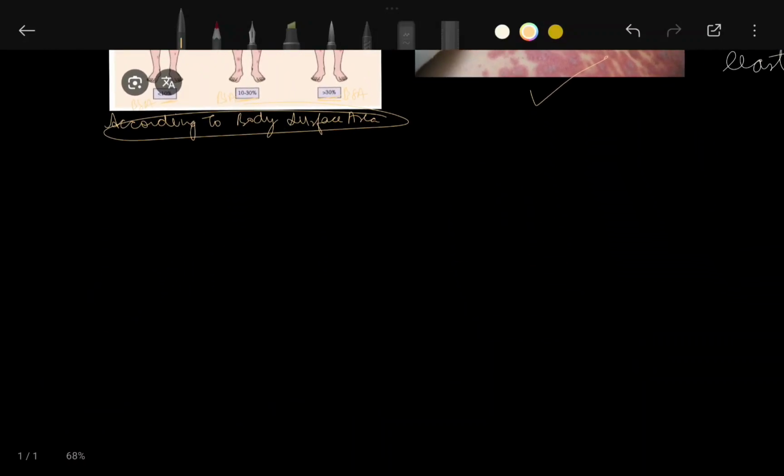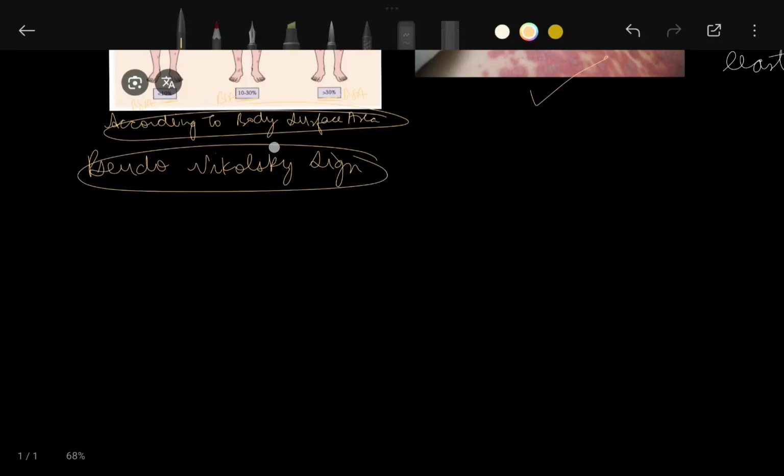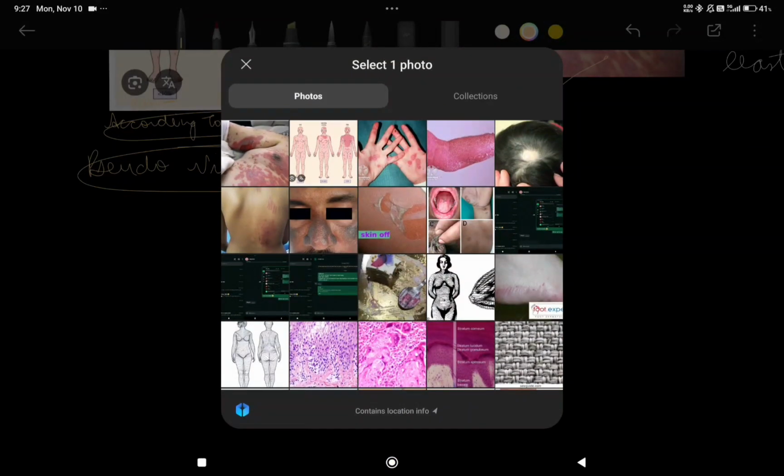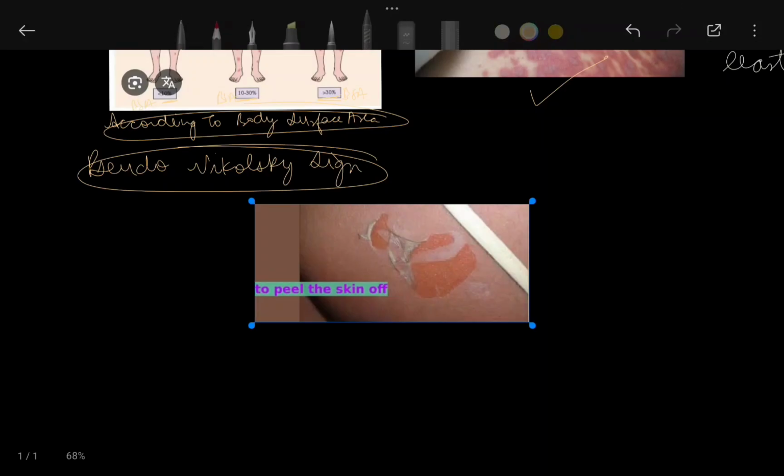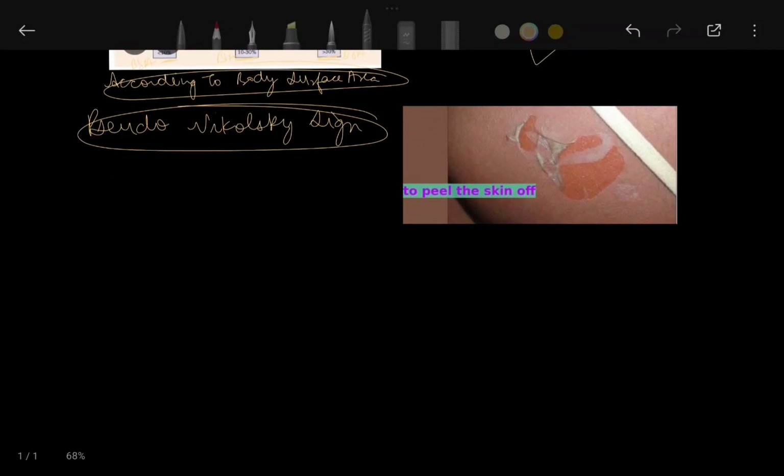Earlier we studied fixed drug eruptions, then erythema multiforme, then SJS and TEN. Now we are going to study the pseudo-Nikolsky sign. This is an example of the pseudo-Nikolsky sign.